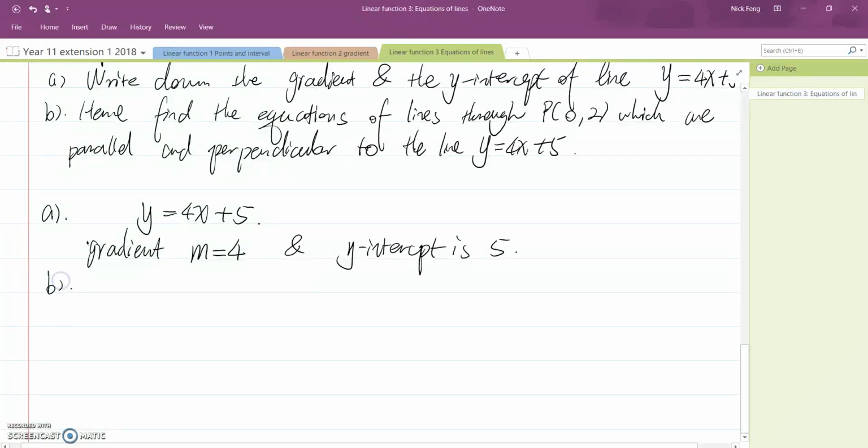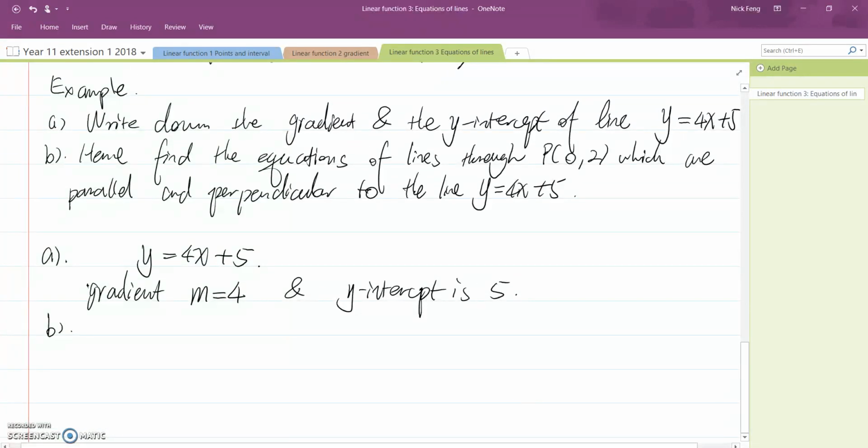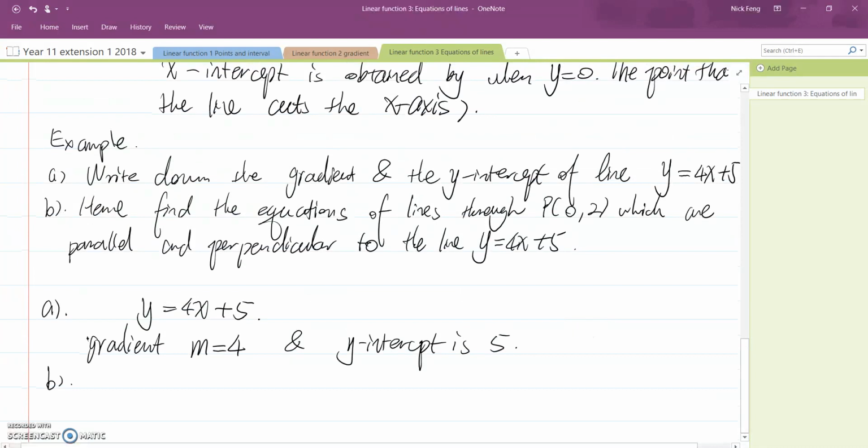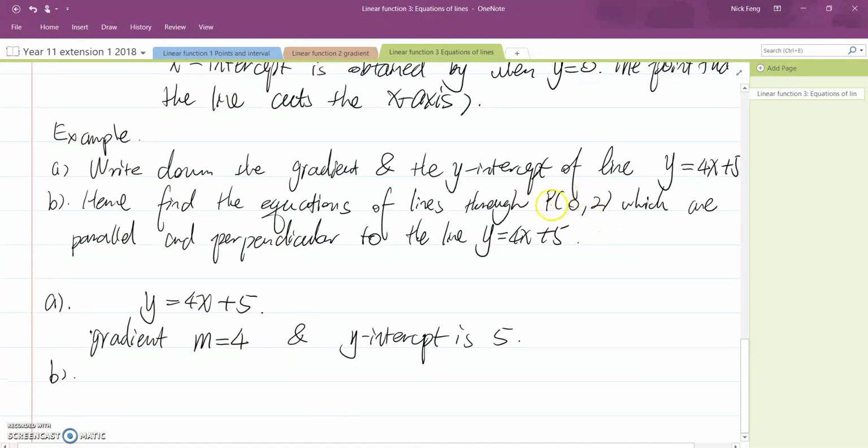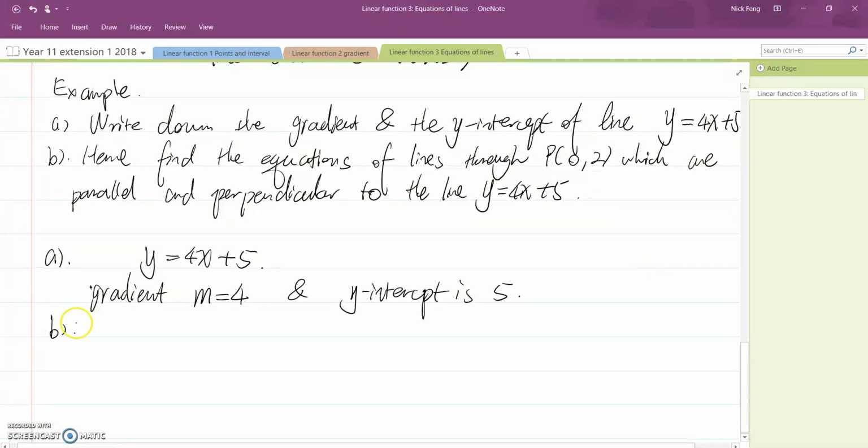Now, the next part we need is, take a look at this. Remember, any line can be represented by the gradient intercept form. Later on, when we're looking for the equation of a line, we just use one formula. But in this particular case, because the given point is (0, 2), this point lies on the y-axis. Therefore, this has to be the y-intercept of the line you're looking for. So first of all, the first part of part B, you're looking for a line that is parallel to this given line y equals 4x plus 5 and passes through the point (0, 2).